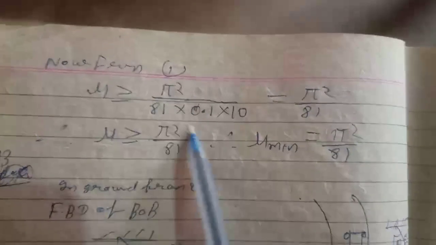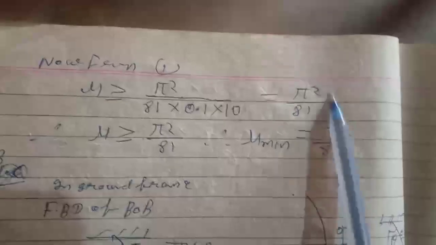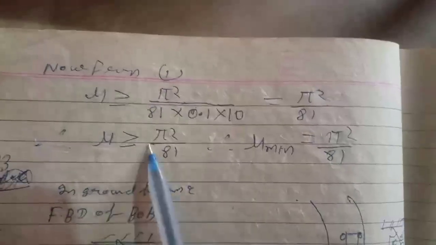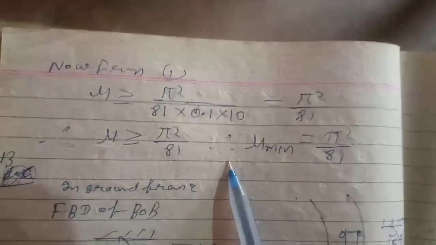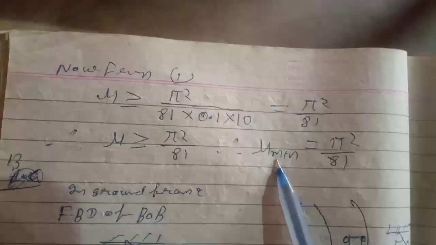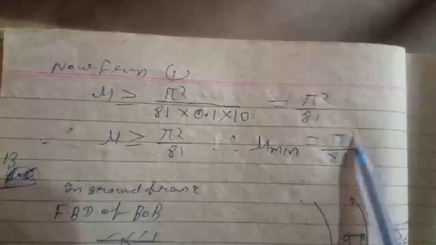Now from the mu condition, mu should be greater than or equal to pi square by 81 into 0.1 into 10, or pi square by 81. Hence mu is greater than or equal to pi square by 81. Hence mu minimum equals pi square by 81. Answer.